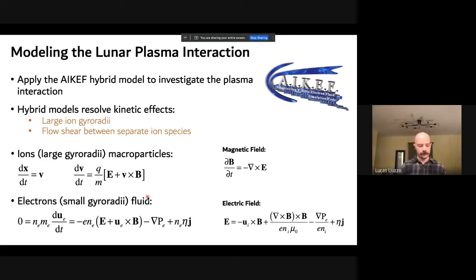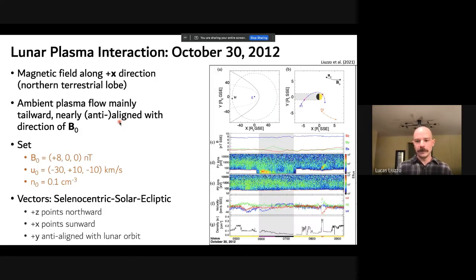And this hybrid approach allows us, on the one hand, to balance computational needs, so we still have relatively quick simulation times on the order of a day or a week maybe. But at the same time, we're able to resolve dynamics that are associated with individual particle motion for the ion. So for example, large ion gyration or flow shear between different species. So it's a happy medium between a PIC code and an MHD fluid code. So we can take the Artemis observations during this day and input them into the hybrid code.